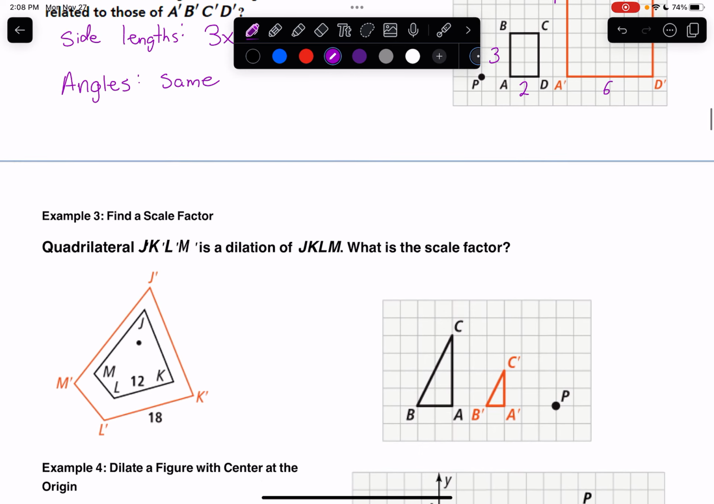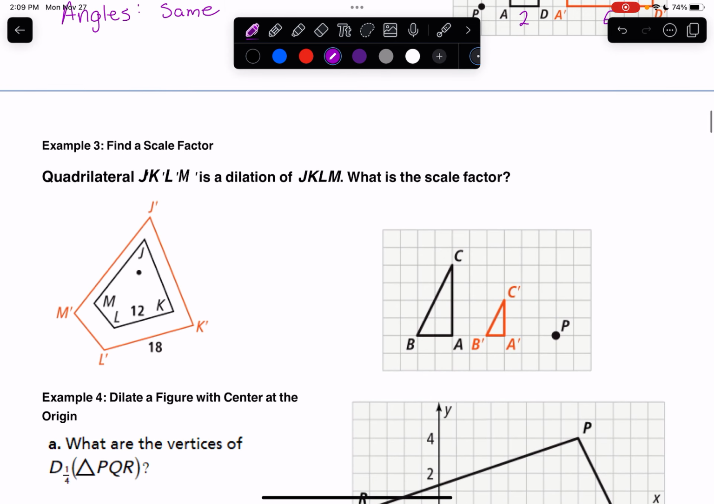All right? We can also look at how those side lengths are getting longer and shorter and be able to find the scale factor of the image. So in this first example, we don't have a grid, but we do have some side lengths. We know that KL is 12 and K prime L prime is 18. So immediately we know the scale factor is bigger than 1 because our shape got bigger.